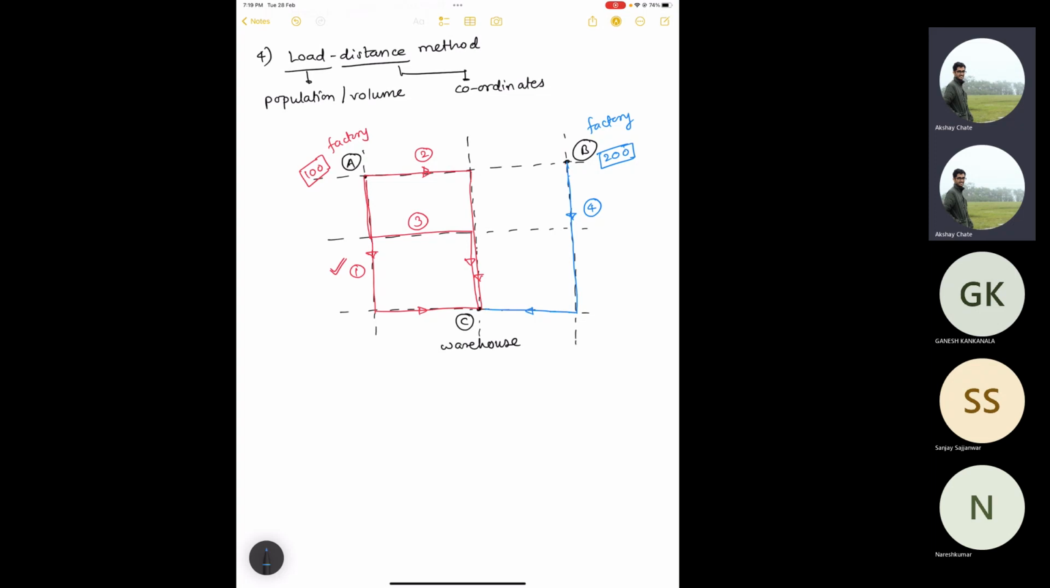So that does not mean that you'll not take anything from factory A. What you try to do in reality is, there will be another warehouse, let's say warehouse D, which will be closer to factory A. So then you take the decision that goods from factory A will go to warehouse D, and goods from factory B are going to warehouse C as shown here.